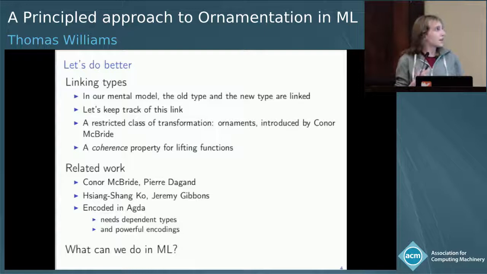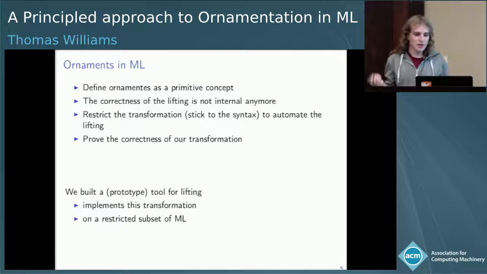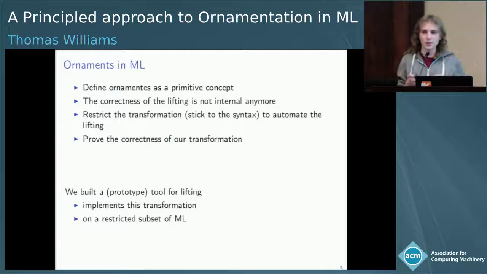So what we do is that instead of encoding them, we define ornaments as a primitive concept. The correctness of a lifting is not an internal property anymore. It was an equality in the type theory, and now it's something we know externally. We want to do program transformation. So what we'll do is that we will restrict the transformation to stick to the syntax. This is quite a reasonable assumption. We don't want to change the functions too much. And if we have this and the coherence property, we can automate the lifting quite a lot.